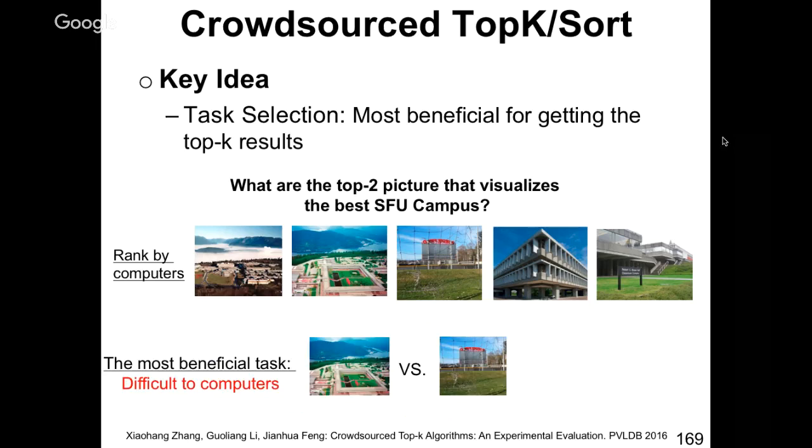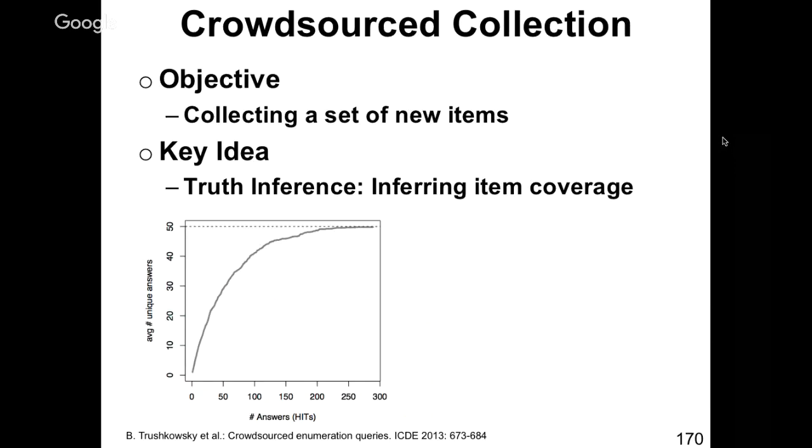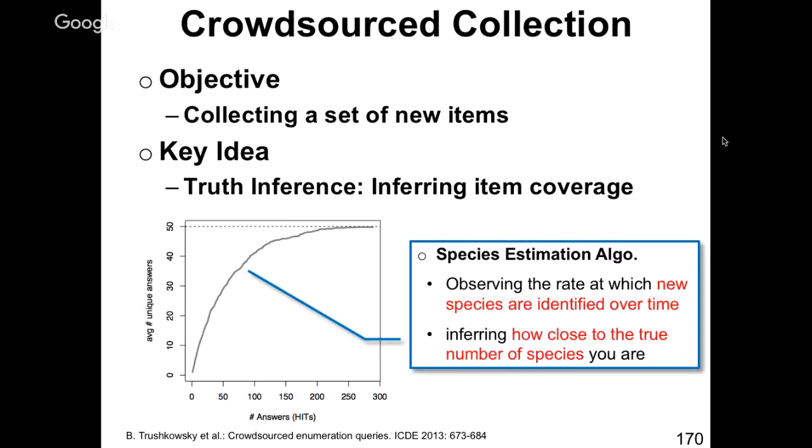I just put it here for completeness considerations. The third operator is about cross-source collection. The key idea addressed by this operator is to infer when we get all of them, and that means we want to infer the item coverage. The idea is quite interesting. It has borrowed some ideas from the species estimation algorithms.